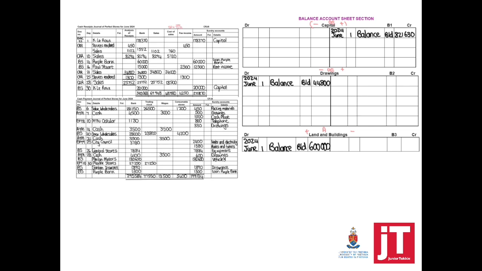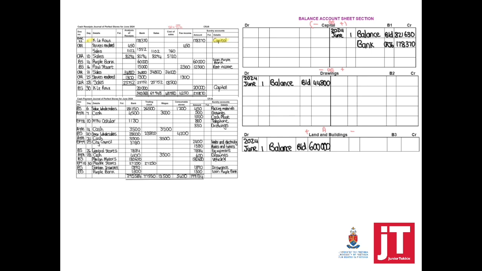Posting from the journals now. When posting from the journals, when we're posting from a money column, it happens at the end of the month. When we're posting from sundry accounts, on the day the transaction took place. So the first that we're looking for is capital. So capital is under sundry accounts, which means that on the credit side, we're going to have on the same day that the transaction took place, which is on the 1st, we're going to post it to the general ledger.